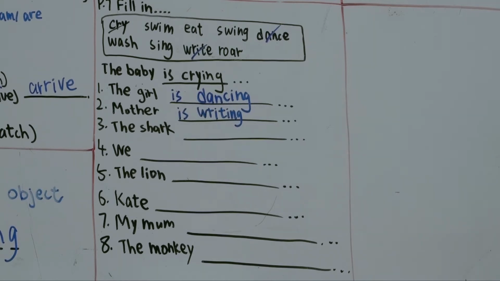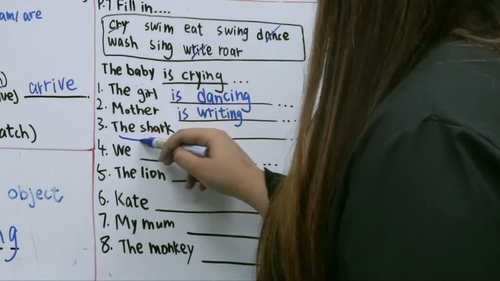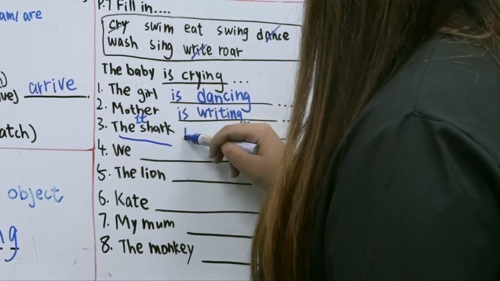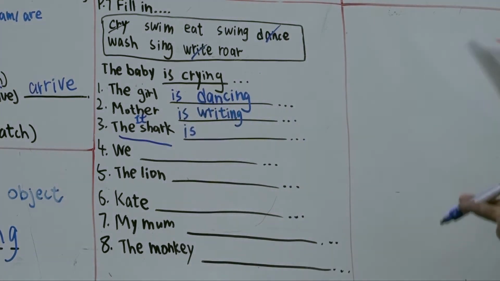Number 3. The shark space towards me. The shark, of course. Pay attention. The subject is the shark, so we use is. The shark is space towards me. What can a shark do? Wash? Sing? Oh my god.